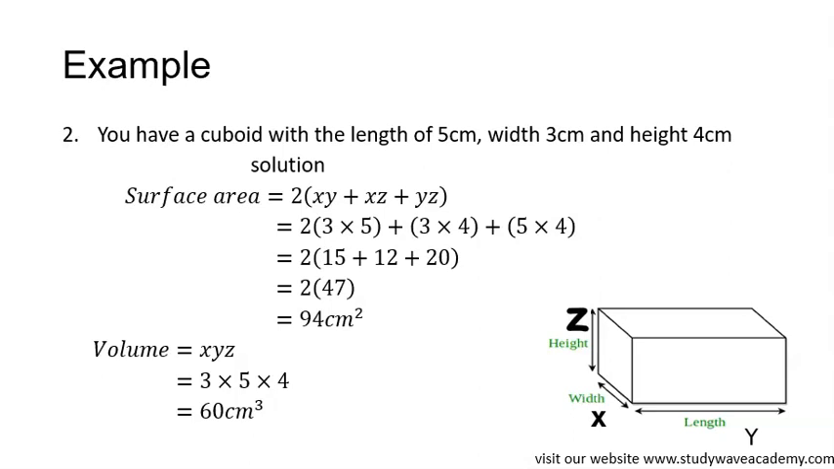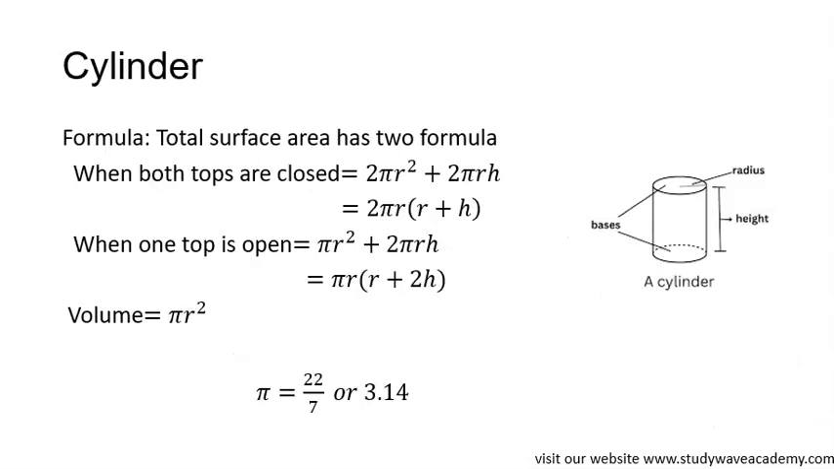Okay, good. So now we are going to be looking at the cylinder. A cylinder is a prism whose cross section is a circle. Okay, this is a cylinder. I'm sure most of us have seen a cylinder. It can be cans. Okay, to find the total surface area of a cylinder, it involves two cases: when both tops are closed or when one of the tops is open.